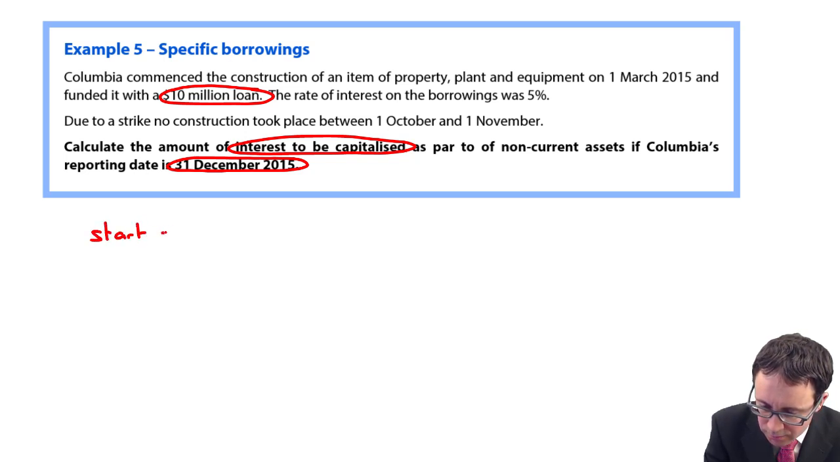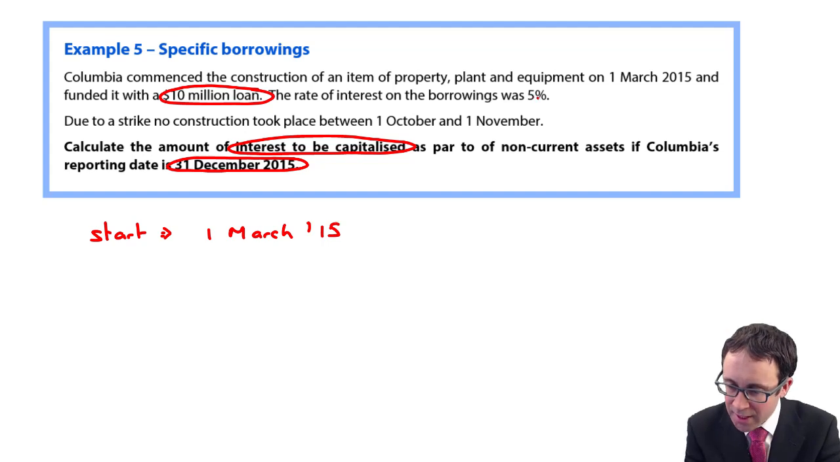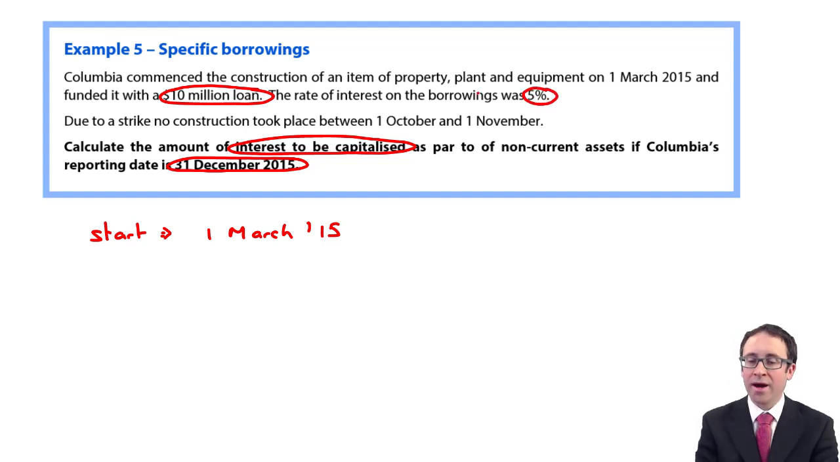Okay, so we are going to go through there, aren't we? And start on the 1st of March 2015, isn't it? Okay. The rate of interest is 5%. So we'll be applying the 5% to that 10 million. Okay. Due to a strike, I say, no construction took place between the 1st of October and the 1st of November.